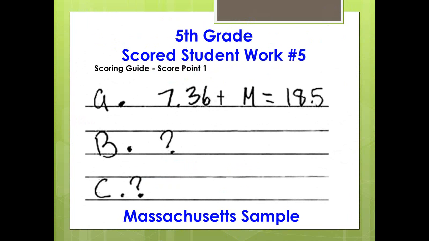And then the student scored 1 point. They have 7.36 plus M is equal to 18.5. This is a different approach than what we've seen before. They were not able to answer part B or part C, but they did score 1 point out of 4 just for having some type of answer that the evaluator was able to understand in part A.